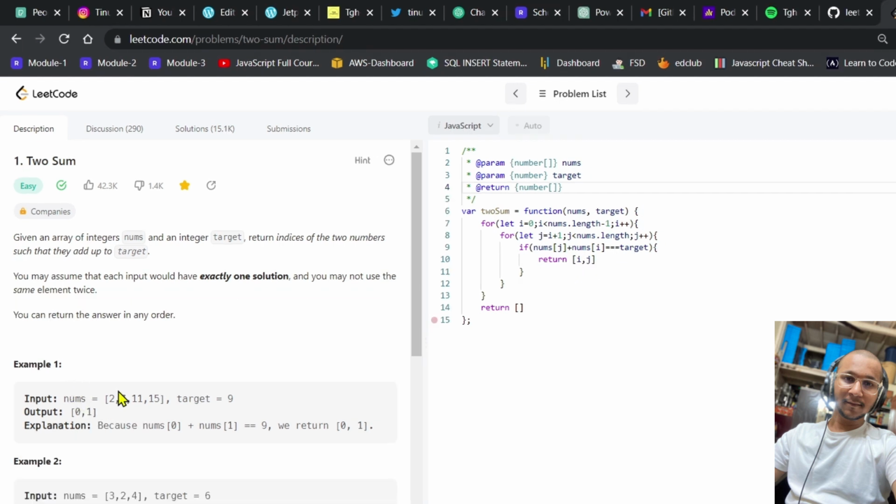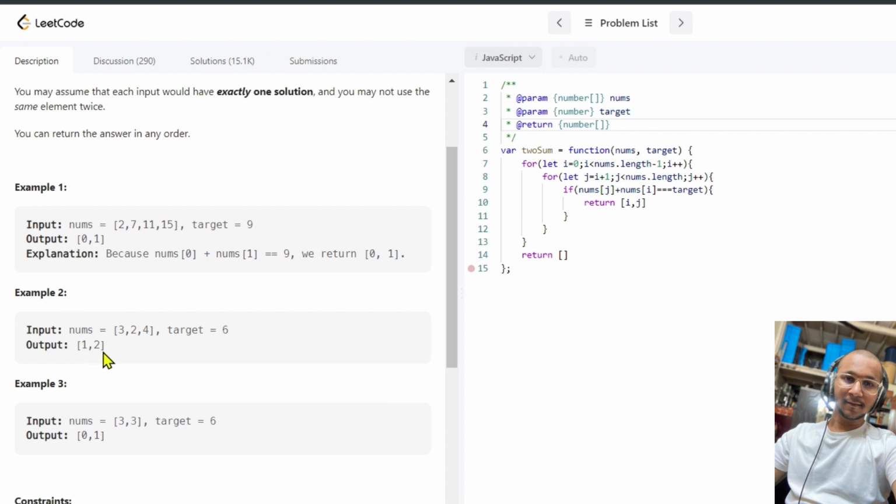In the first example we got 0 and 1 as an output, so index 0 is 2 and index 1 is 7. 2 plus 7 is 9, so we have achieved the target. Example 2, 1 and 2 are the indexes: 2 plus 4 is equal to 6. In the third example we got indexes 0 and 1, that is 3 plus 3, so we have achieved the target 6.